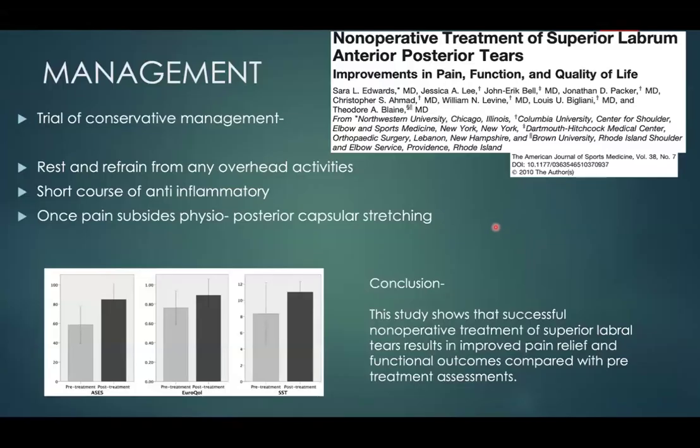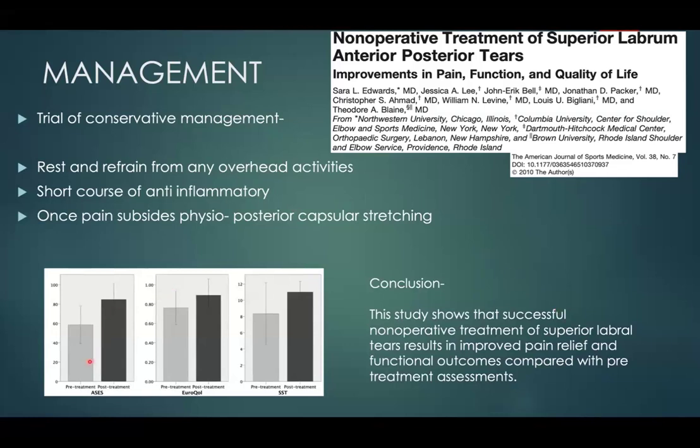We're coming to the management. The conservative management of SLAP tear is often unsuccessful, particularly when there is a component of glenohumeral joint instability or concomitant rotator cuff tear. In this article by Sarah L. Edwards, it was said that we should do a trial of conservative management as it is effective. First, rest and refrain from any overhead activities, a short course of anti-inflammatory, and once the pain subsides, we should start with physio with mostly posterior capsular stretching.